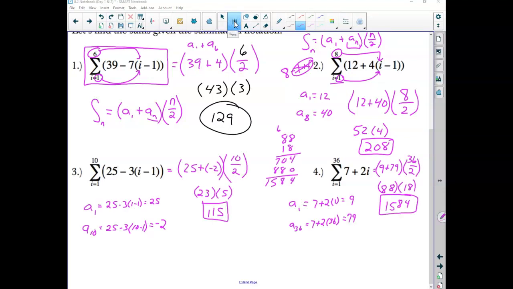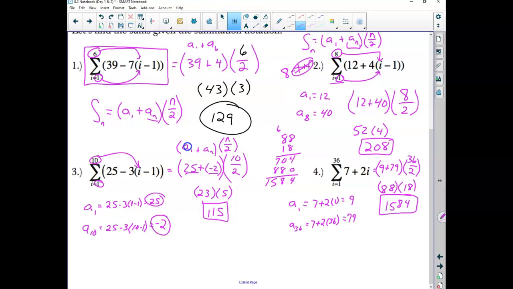Okay, so if we went through, we want to make sure we find our first term plus our last term, times our number of terms, divided by 2. Okay, so what I do is I take my lower limit and I plug that in. That's my n. So 25 minus 3 times 1 minus 1 gives me 25. That's why that's there. The last term is taking my top limit and plugging it in there, which is 25 minus 3 times 10 minus 1, which is going to be negative 2.